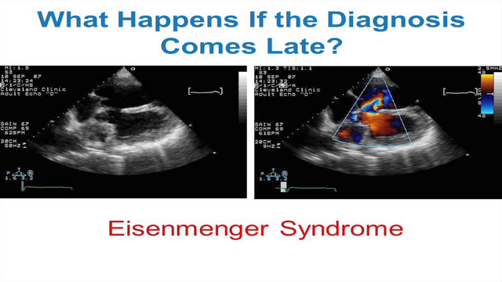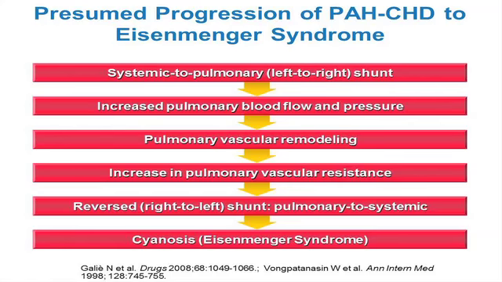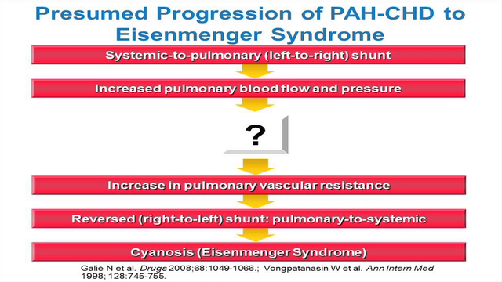Now, people have repeatedly used this little diagram here telling us what happens in patients with systemic to pulmonary shunts. But you can see that what ends up happening eventually is you end up getting increased blood flow and pressure. There's pulmonary vascular remodeling, and people make it pretty clear. Then you get resistance, then the flow reverses, and you get Eisenmenger syndrome. I would submit to you that this still is the proverbial black box. In this case it came out as a white box, but it's the proverbial black box.